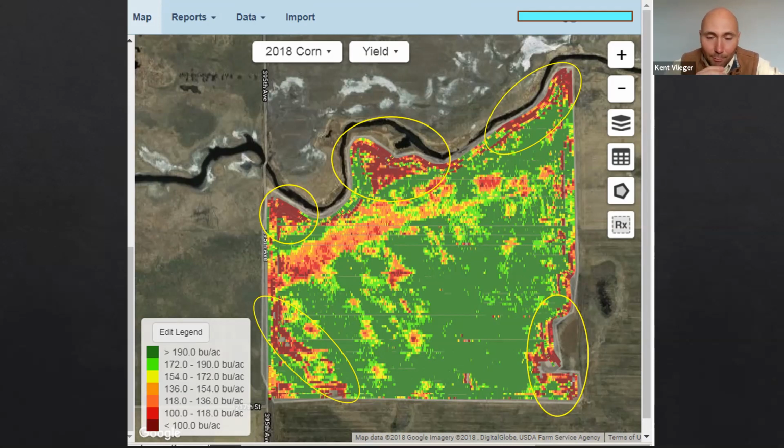If that producer was to take those 8 acres out, the average yield in that field goes to 195.4 bushels per acre. That's a 7.4% increase in average yield, which I think is pretty significant.